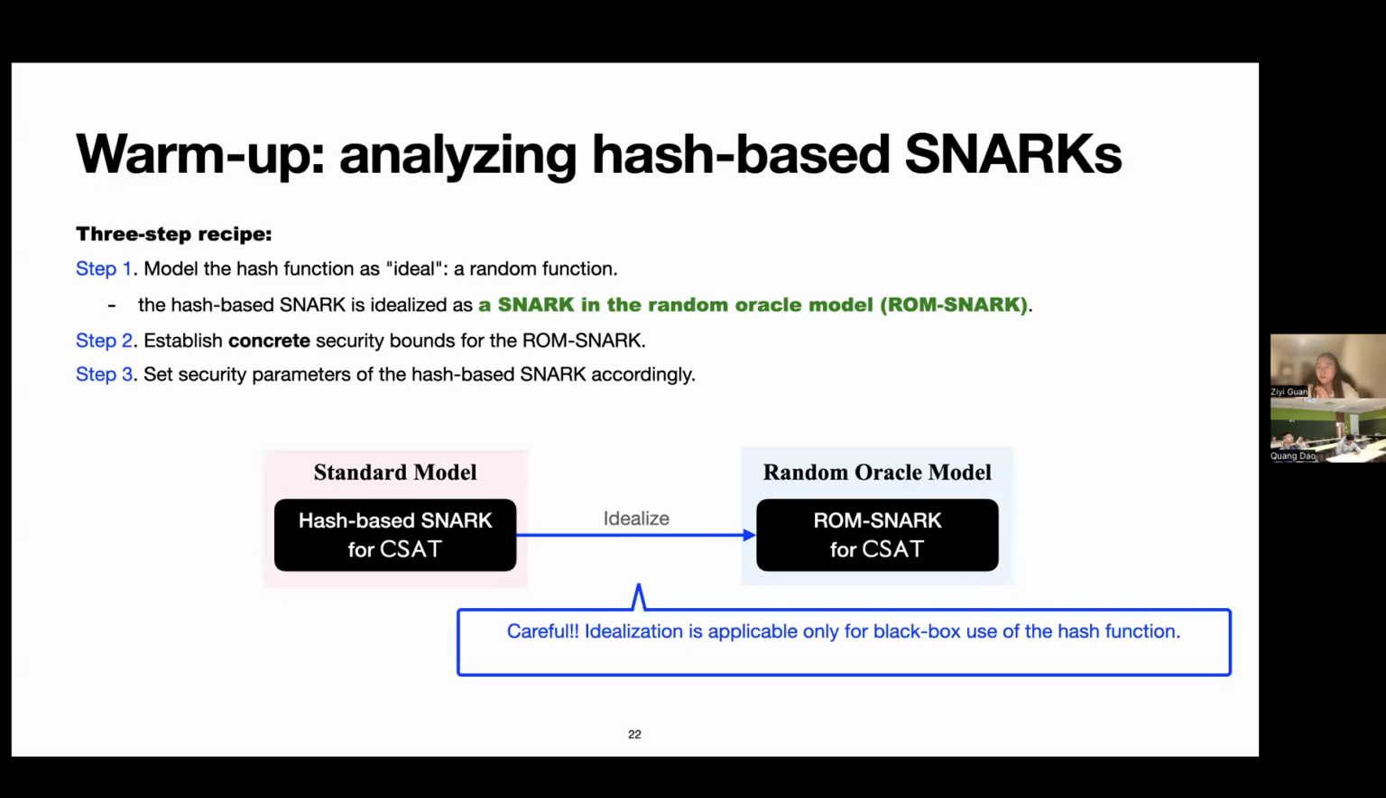But we have to be careful here, because this step of idealization is applicable only when the SNARK makes black-box use of the hash function. Fortunately, this is the case for the hash-based SNARKs that we care about, for example, the Micali SNARKs, or all the SNARKs in the Micali family.